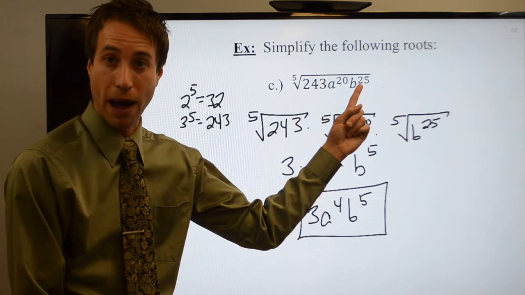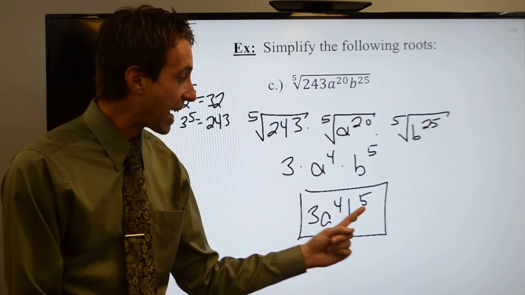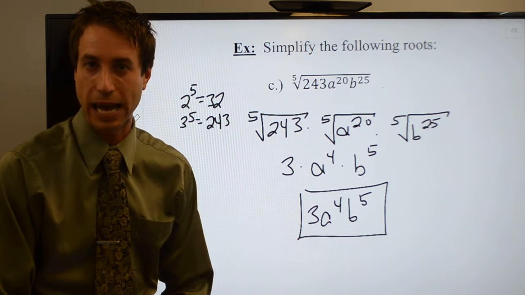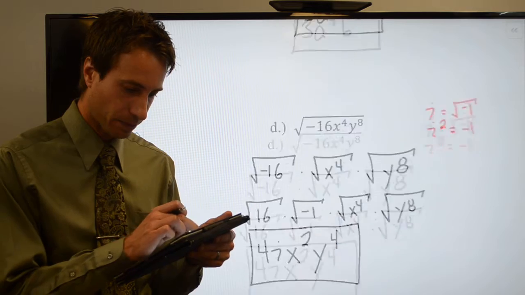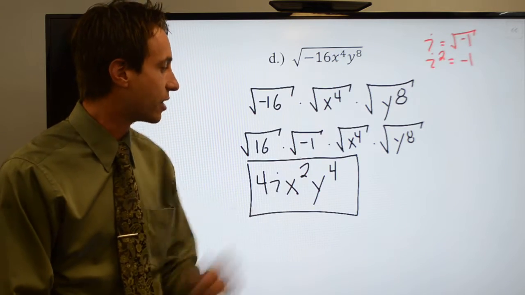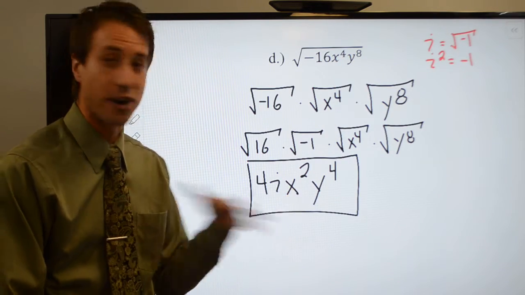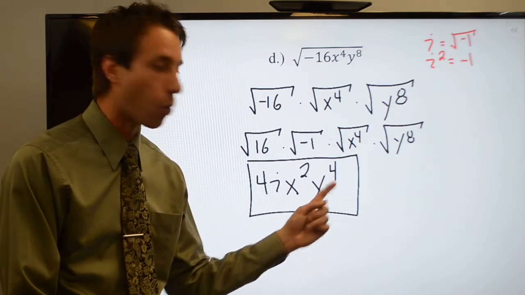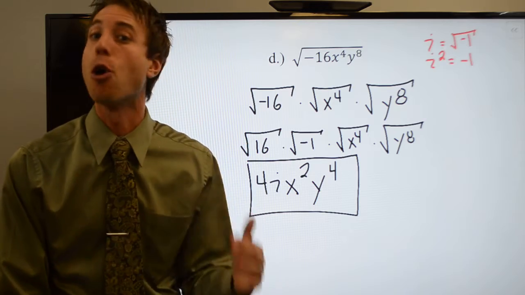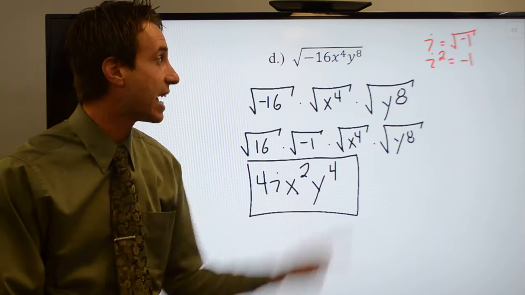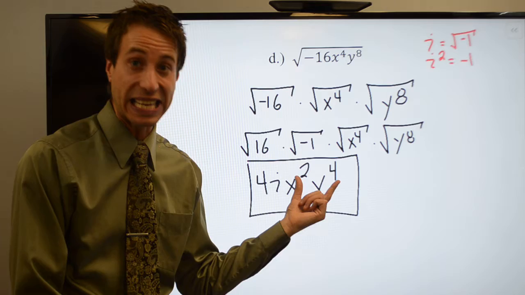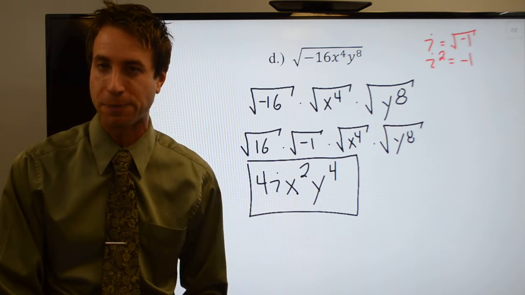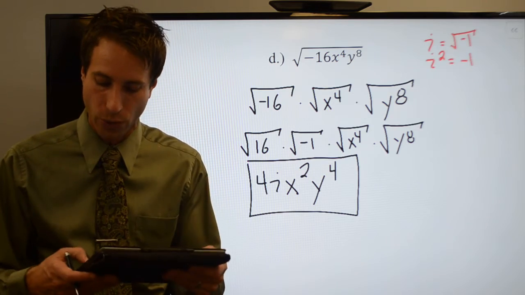I started with an odd power, b to the 25th. I ended with an odd power, b to the 5th. That's okay. I don't need absolute value. Next one. Started with an x to the 4th, finished with an x squared. That's okay. Even to even. No problem. y to the 8th, y to the 4th. That's okay, even to even, right? Anything raised to an even power will always come out to be positive. There's no need for absolute value. It's going to come out the way it should be.